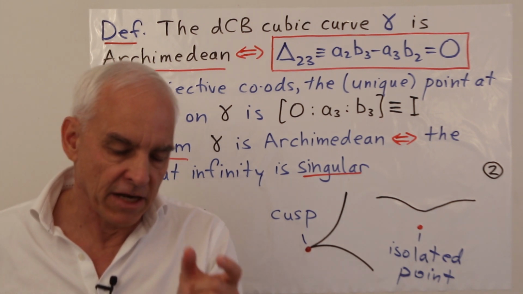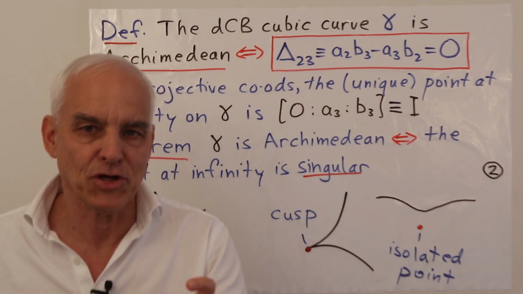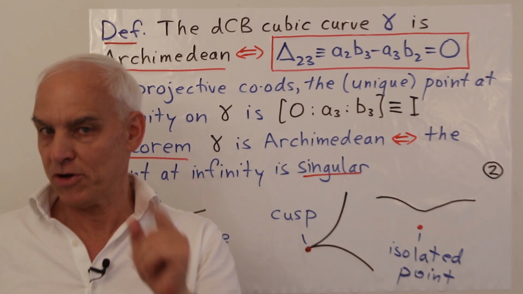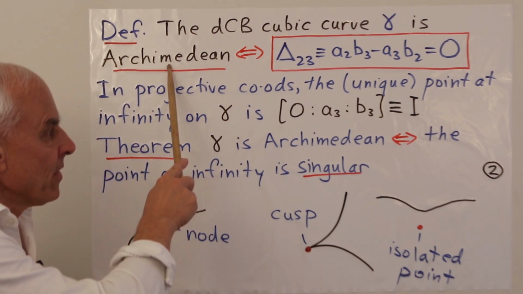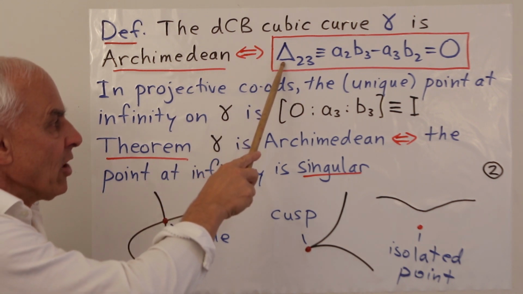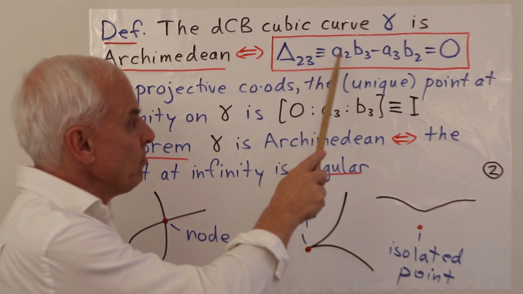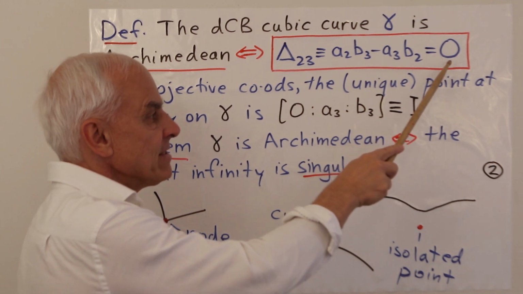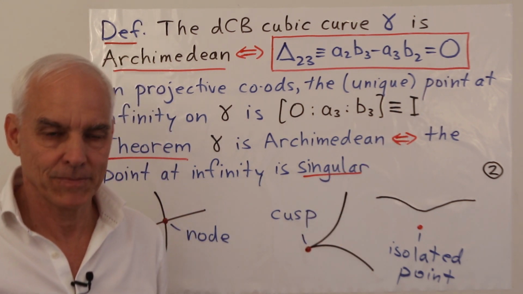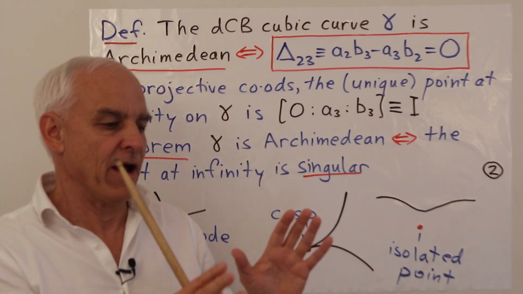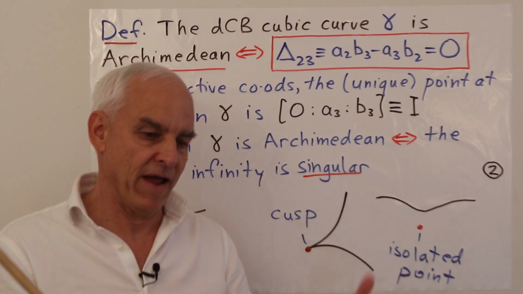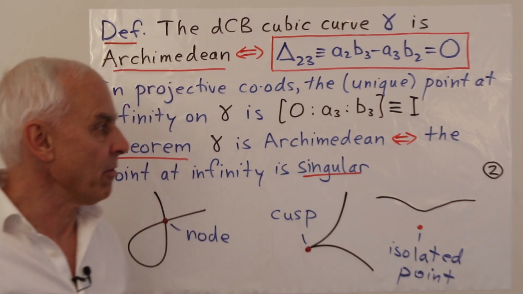Now we're going to identify a particular kind of such Casteljau Bezier cubic curve. We're going to call such a curve Archimedean precisely when this quantity delta 2,3, which is a2 b3 minus a3 b2, is 0. This is the critical definition here, identifying a subfamily of the family of all cubic Casteljau Bezier curves.